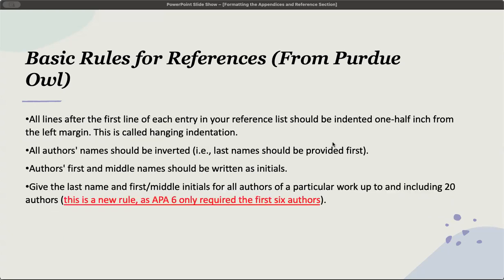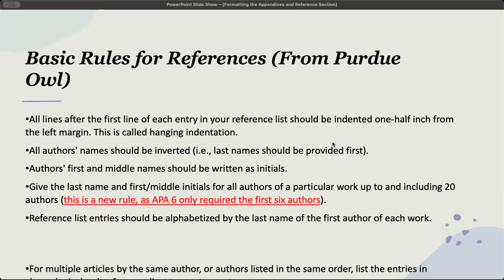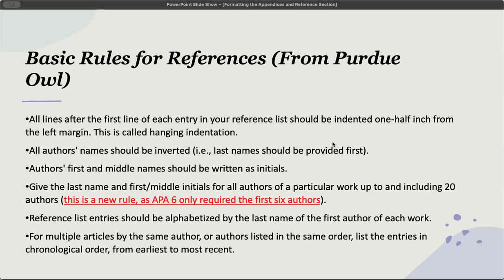Now, this one is new with APA 7. So you're going to give the last name and first and or middle initials of all authors of a particular work up to and including 20 authors. Previously, you would only give the first 6, so now you're going to give up to 20, so the reference can get quite long. And the reference list entries should be alphabetized by last name of the first author of each work. Also, for multiple articles by the same author or authors listed in the same order, list the entries in chronological order from earliest to most recent.